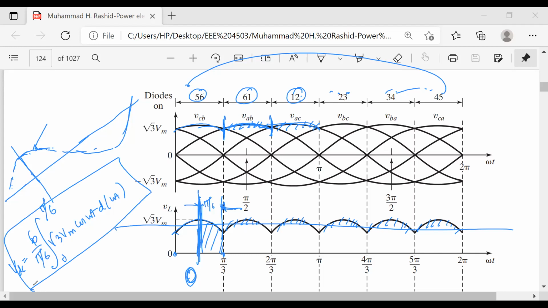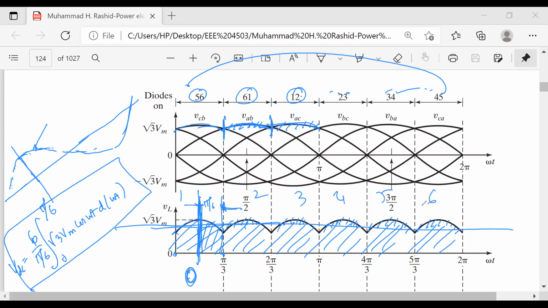Can you repeat it once again? The part, why did we take the interval of 0 to pi by 6? I didn't get that. Okay, we have to get the average value. How can I get that average value? If you get this area, this area, this area, this area. How many pulses are there? 1, 2, 3, 4, 5, 6, right?